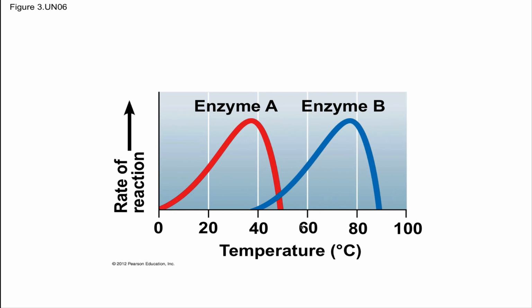Now going to enzyme B, what do we have? We see that right around 40 degrees, things start to speed up. And roughly 78 or 79 degrees, this is the peak. This is where the chemical reaction is occurring the quickest, the fastest. And then right around 80 degrees, things start to slow down. Okay, so yes, temperature will affect the rate of a reaction of an enzyme.